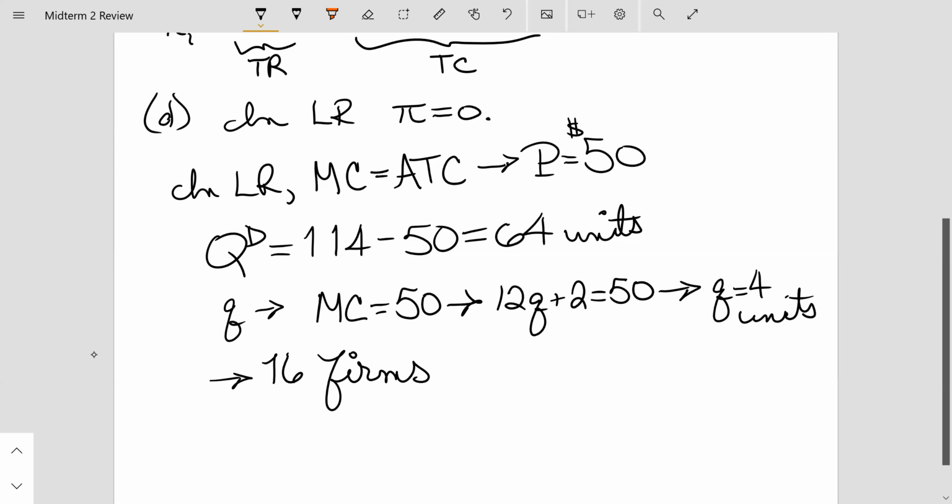And so that is the difference between the long run and the short run. So good luck on your midterm, and I will see you all soon.